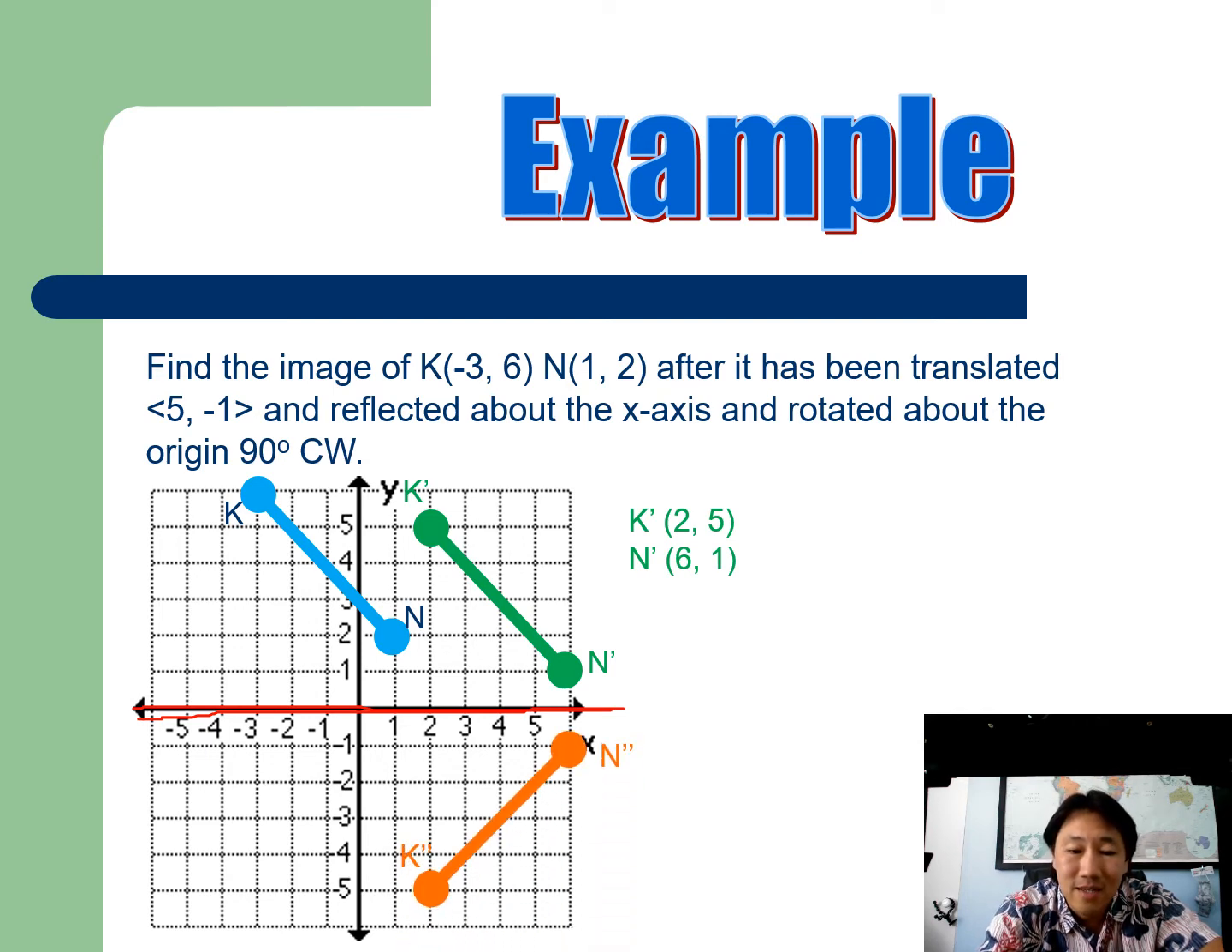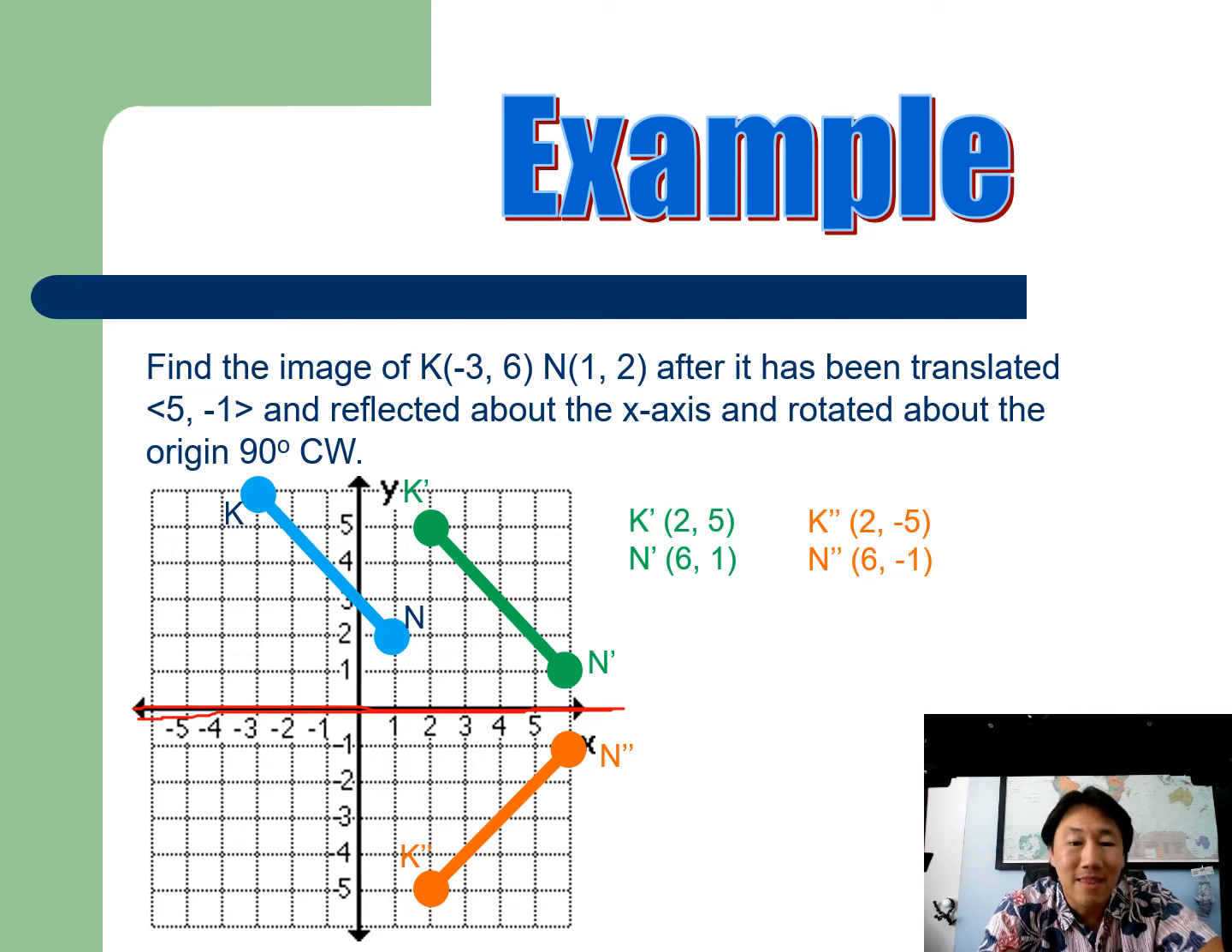And there it is. There's the new K double prime. Notice there's 2 tick marks now. And then the N double prime. There's 2 tick marks. So that means that's the second transformation. All right, there it is. Also, you need to write the points. K double prime is at 2, negative 5, and N double prime is at 6, negative 1.